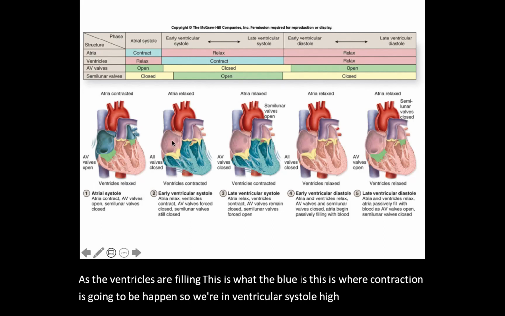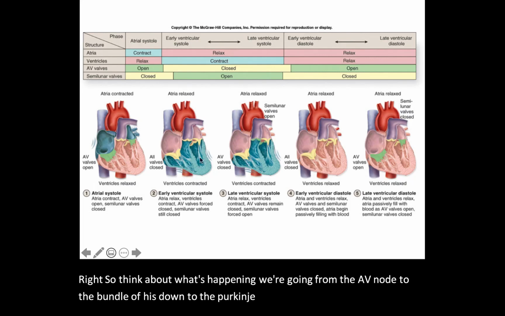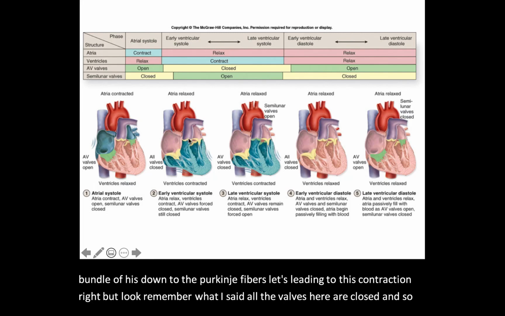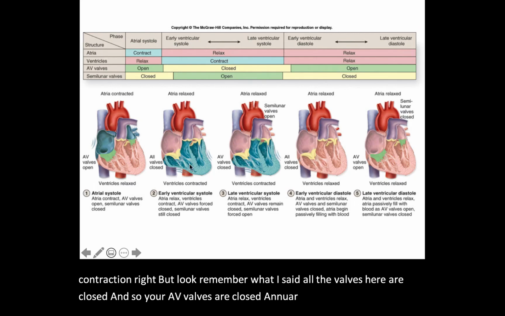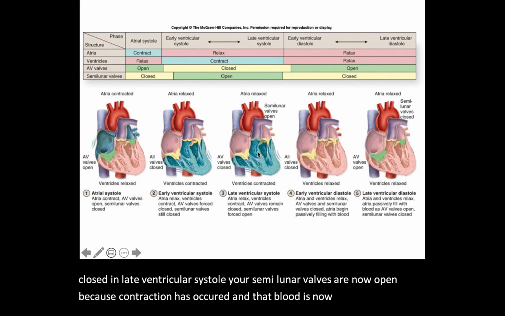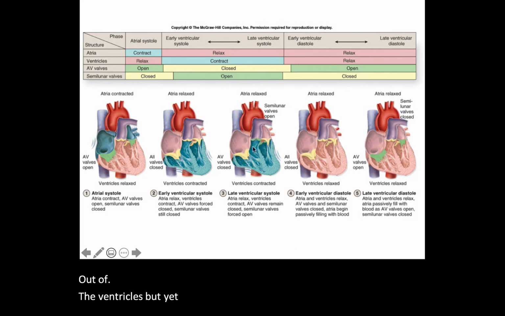All right. So think about what's happening. We're going from the AV node to the bundle of His down to the Purkinje fibers. That's leading to this contraction. But look, remember what I said, all the valves here are closed. And so your AV valves are closed and your semilunar valves are closed. In late ventricular systole, your semilunar valves are now open because contraction has occurred and that blood is now moving out of the ventricles, right? But yet your AV valves are both closed.